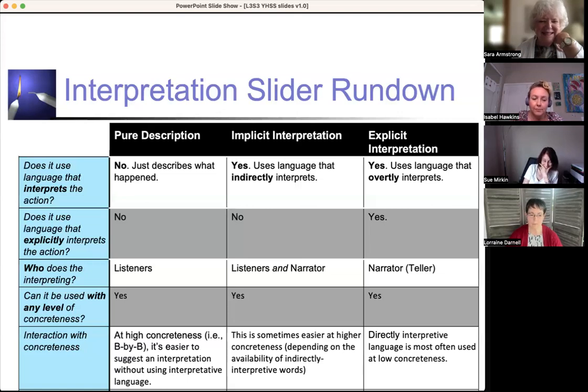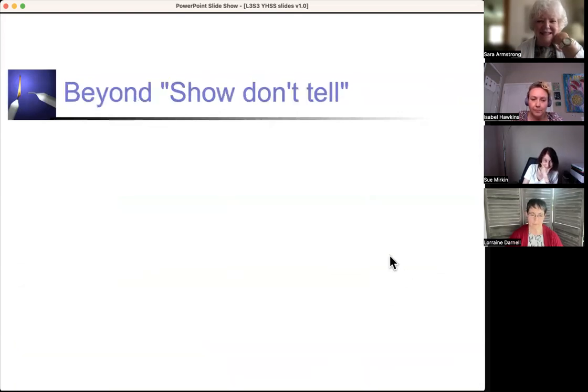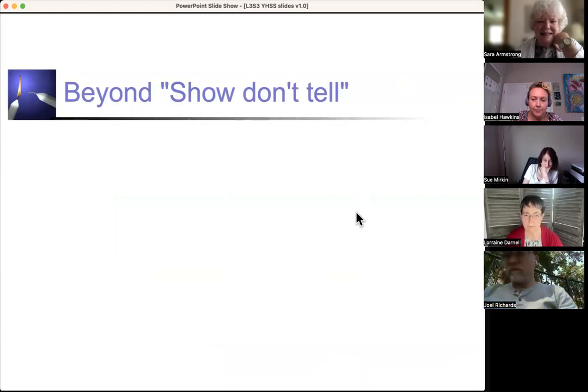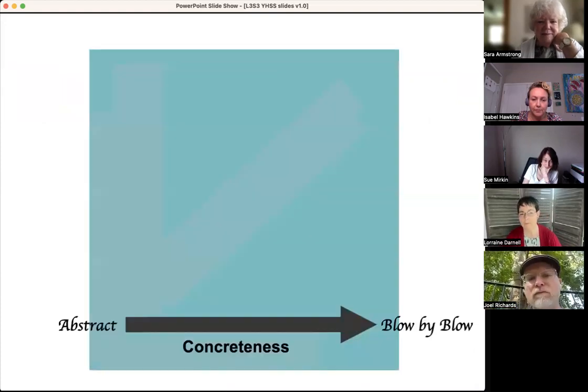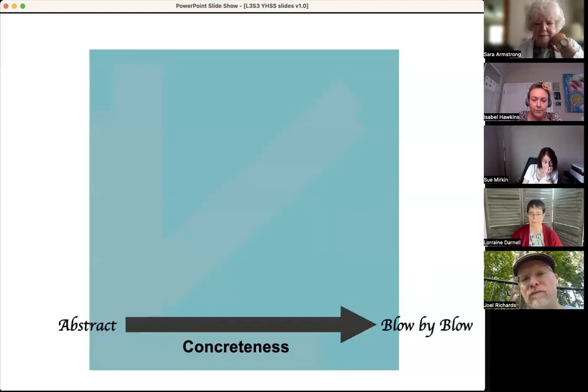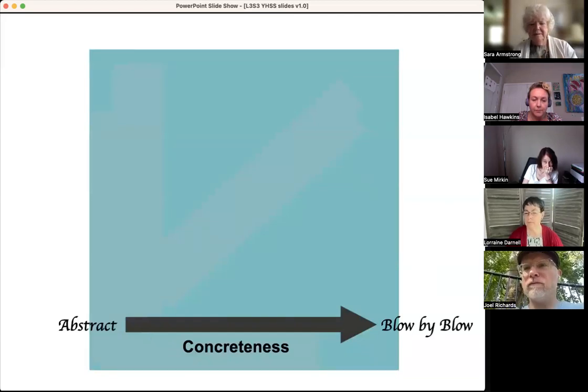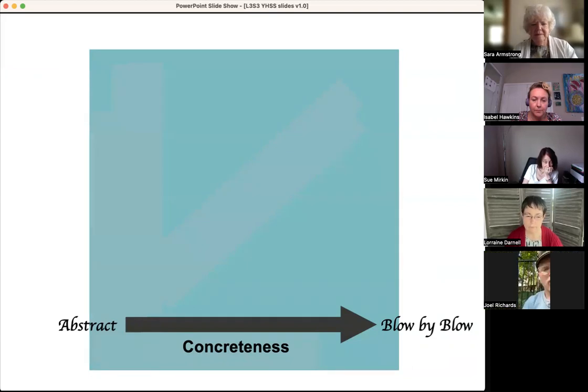Fine. Okay. So now we get to finally go back to the thing we started talking about, which is show, don't tell. And what we learn is that concreteness goes from the abstract, in this case on the left-hand side, the way I drew it, to blow by blow on the right-hand side, the way I drew it this time. And so concreteness is on that linear scale.